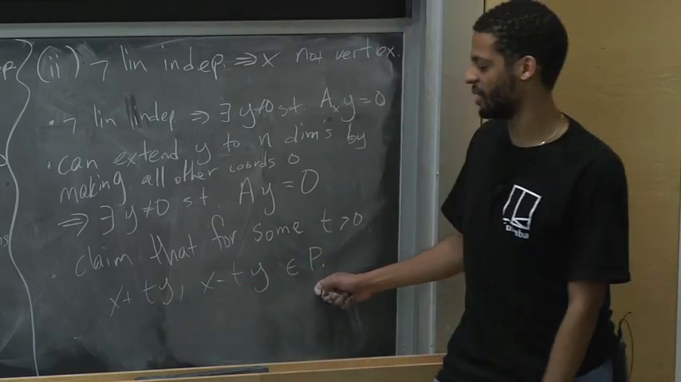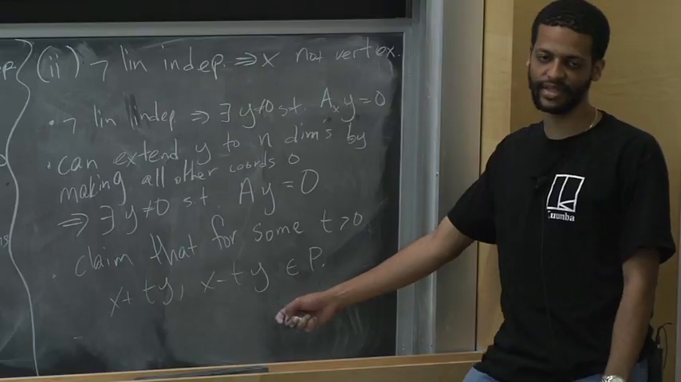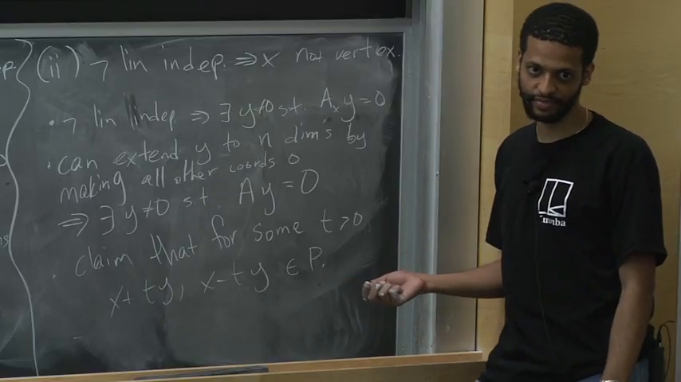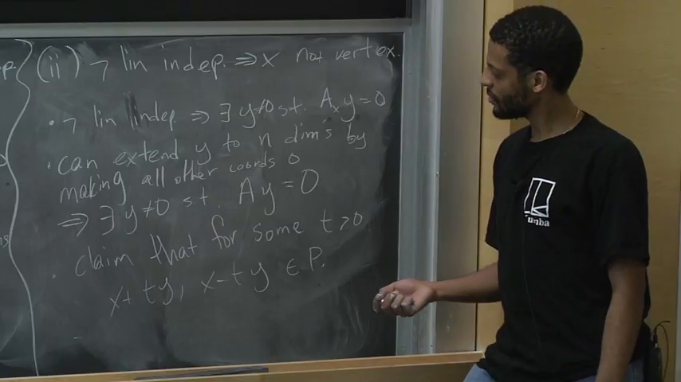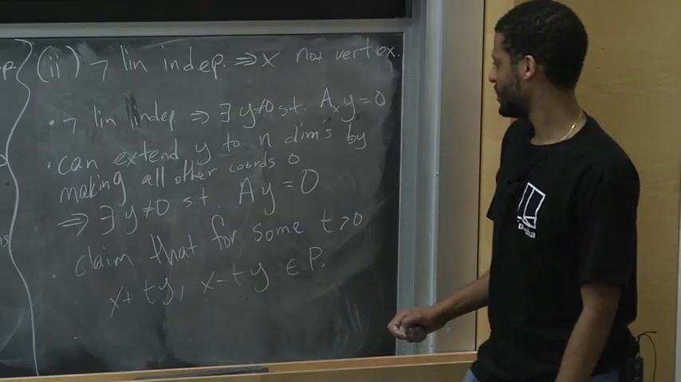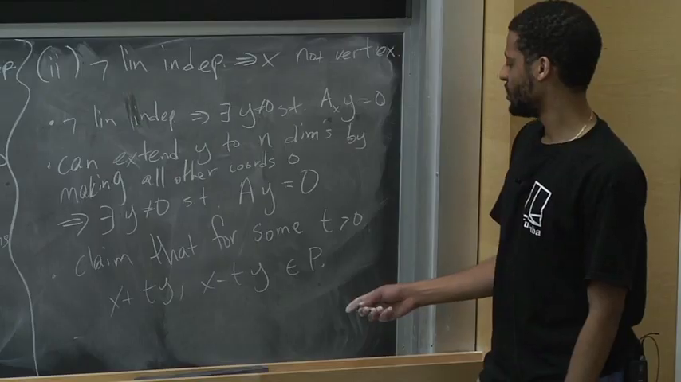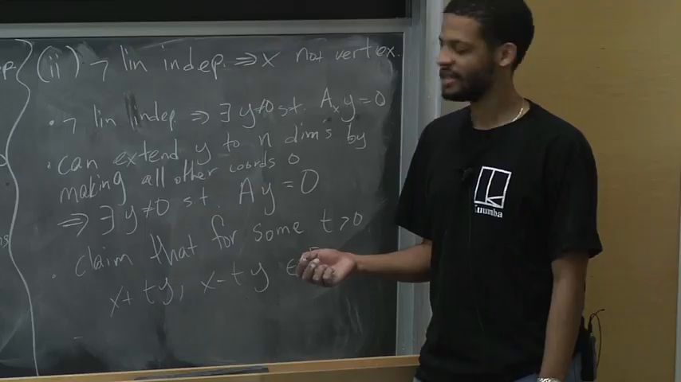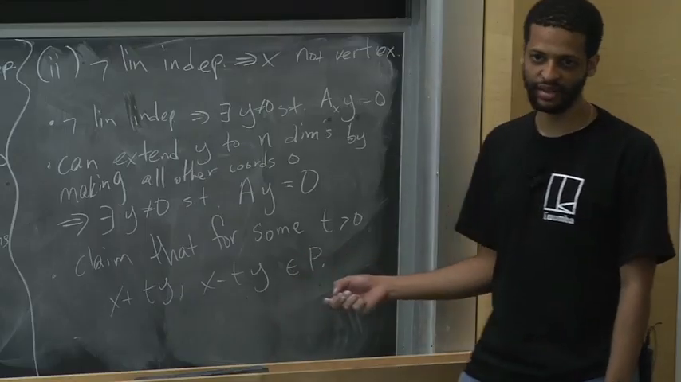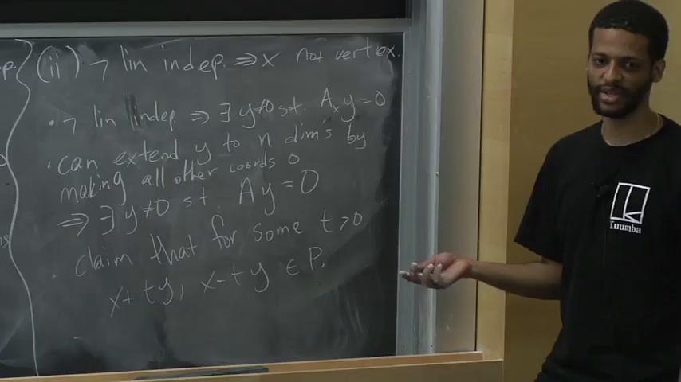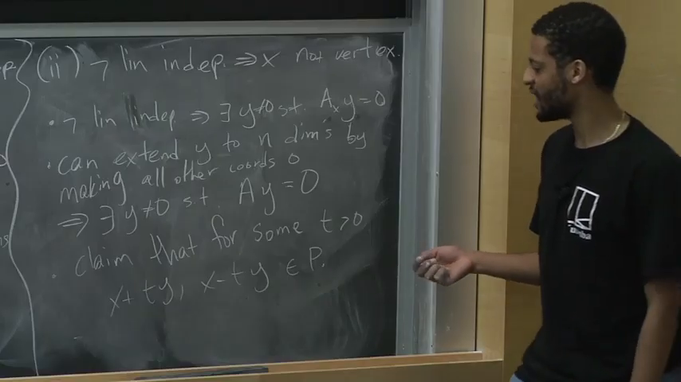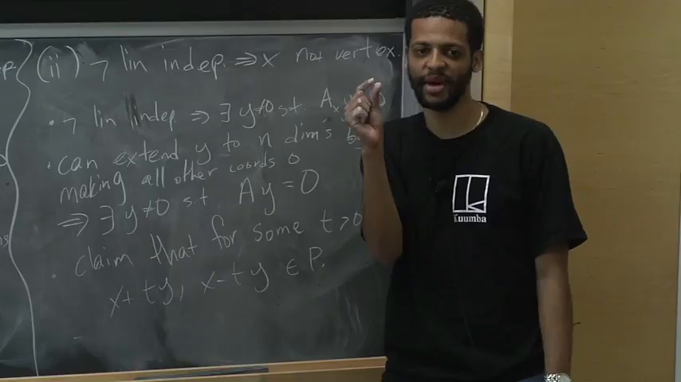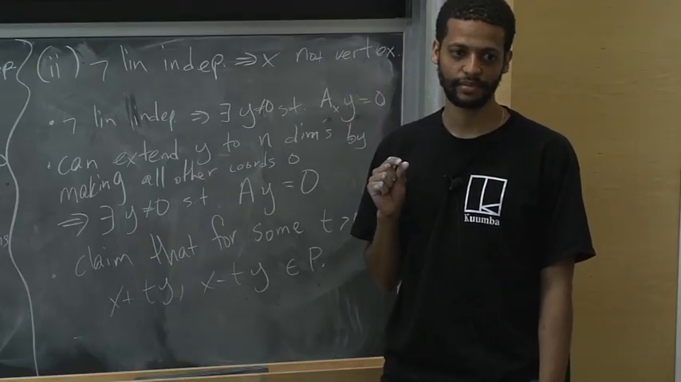So to be in P, I want to make sure that all the entries of these vectors are non-negative, right? So the point is that y only has mass in places where x also has mass, right? So if yi is not 0, that implies that xi is also not 0, which implies that we can add or subtract a very tiny amount there and still make it positive, right?